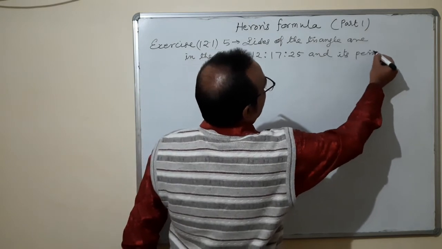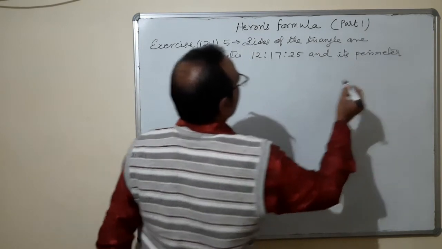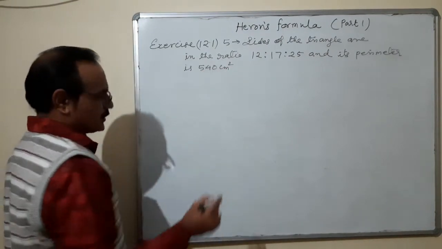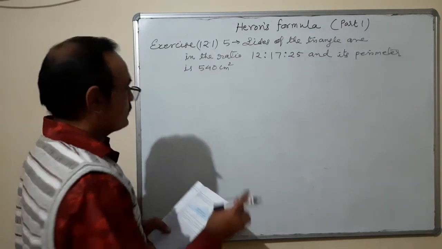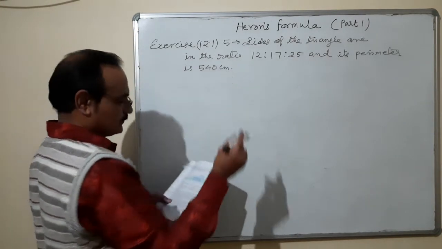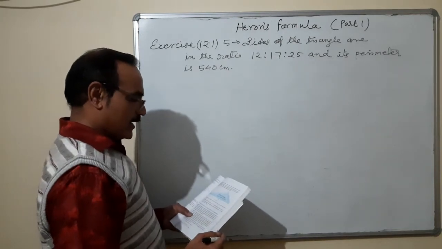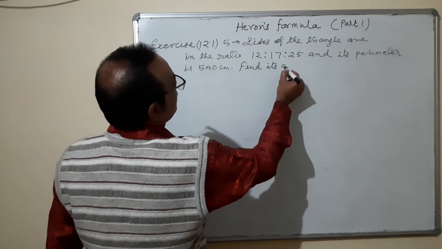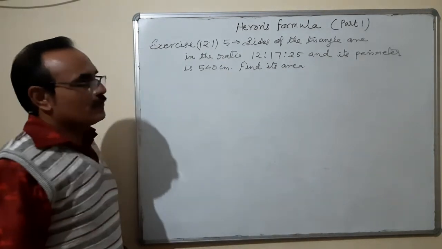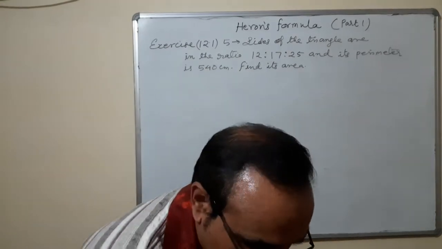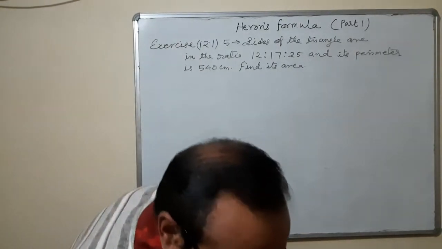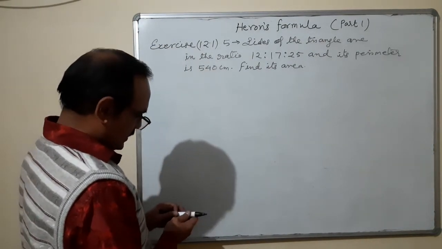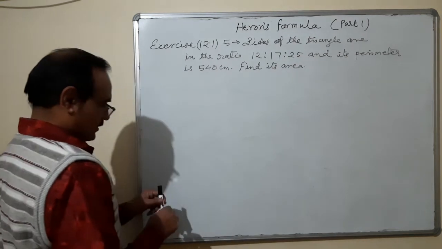Its perimeter is 540 centimeter. Oh, sorry, perimeter is 540 only. Find its area. Okay, find its area. How to find the area of it? For finding the area, three sides are given in the ratio.